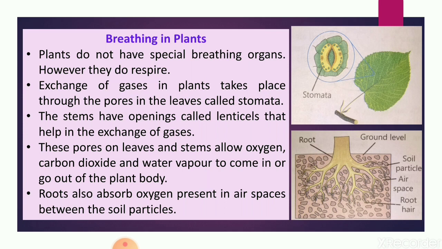The root hairs are in contact with the air in the soil particles, and oxygen from the air in the soil particles diffuses into the root hair and reaches all the cells of the root, where it is utilized in respiration, and carbon dioxide produced in the cells of the root during respiration goes out through the same root hair by the process of diffusion. So respiration in roots occurs by the exchange of gases through the root hair. So this is all about the process of respiration which takes place in leaf, stems and roots.